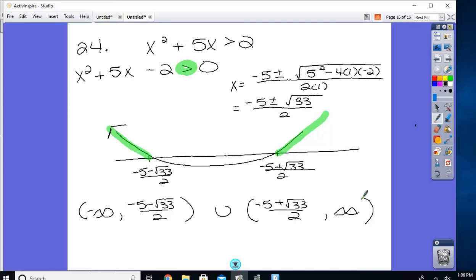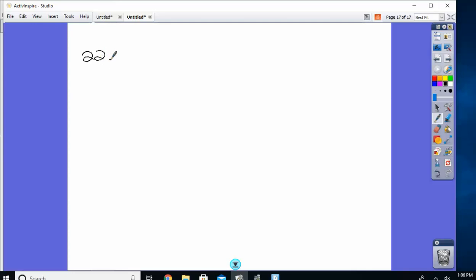Okay. Let's look at 22. So on these, you can always use quadratic formula if you want to. I'll just do quadratic formula on this one. It's already equal to 0, it has 0 on one side.